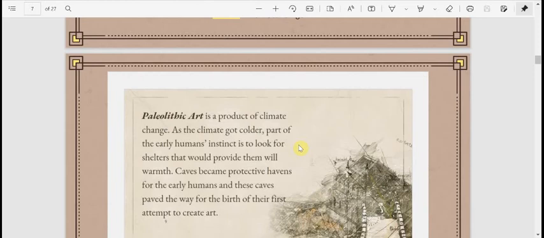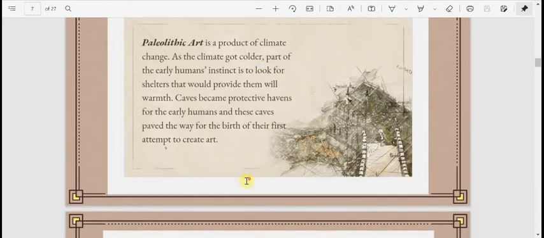So, Paleolithic art is a product of climate change. As the climate got colder, part of the early humans' instinct was to look for shelter. Of course, in order to survive, you have to look for shelter, a place where it is not that cold and your body can survive. That would provide them with warmth. Caves became protective havens for the early humans, and these caves paved the way for the birth of their first attempt to create art.